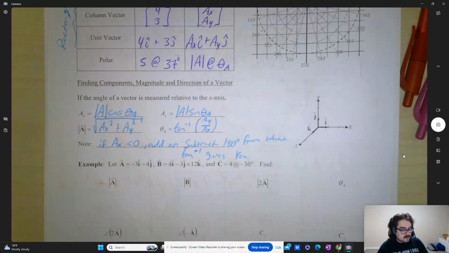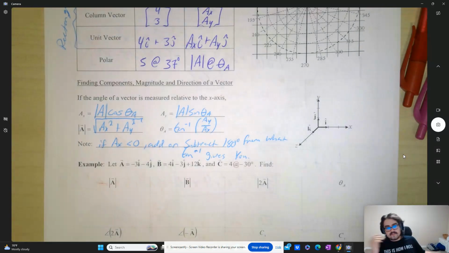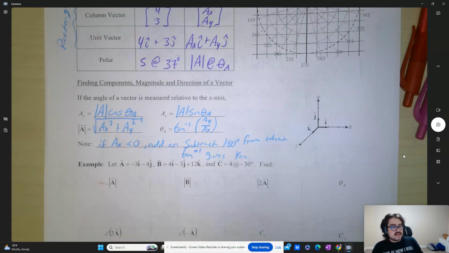Okay, it doesn't matter if you add or subtract it, because if you add 180 or subtract 180, you're really just flipping the direction. Either you're going to get a negative angle or one that's over 180, which is fine. It really depends on the system that you're using.